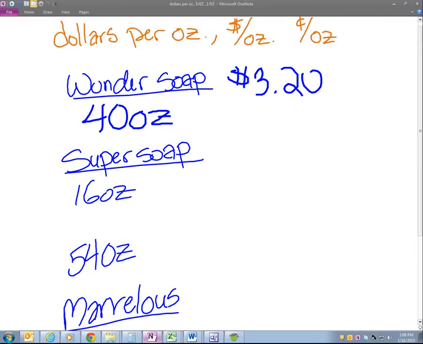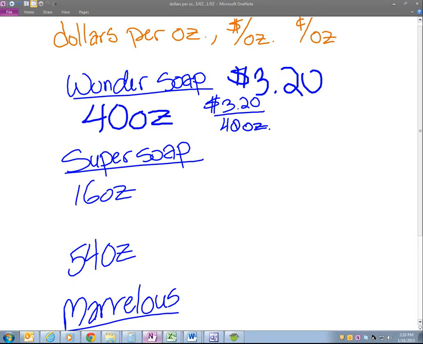So Wonder Soap is $3.20 for 40 ounces. Since we are doing dollars per ounce, what goes in the numerator when we do this division problem? Cam? 320. Yeah. So we have $3.20. Always keep the units in here because there are 2 different units. We need to keep track of it. Divided by 40 ounces. And this is the example that's done for you on that page.